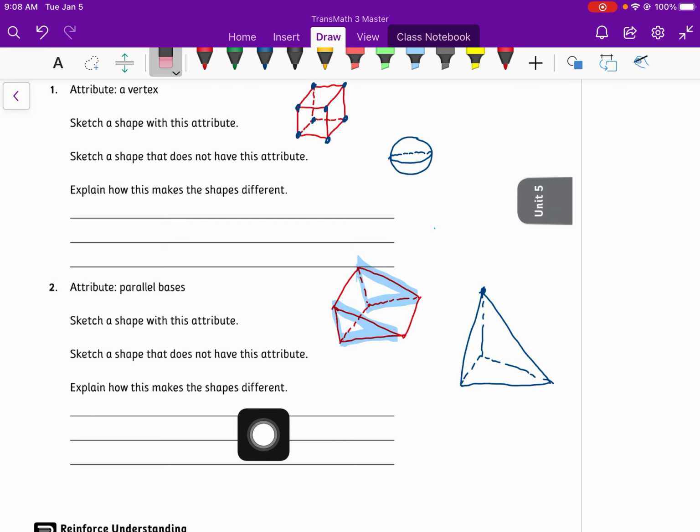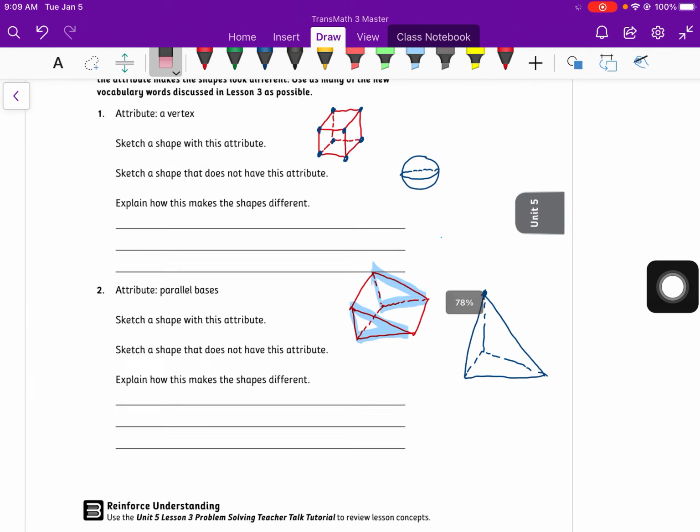All right, so how are these shapes different? Well, if it's got parallel bases, that means it has two bases. If it does not have parallel bases, generally that means we only have one base, or we all come up to a vertex, come to a point.